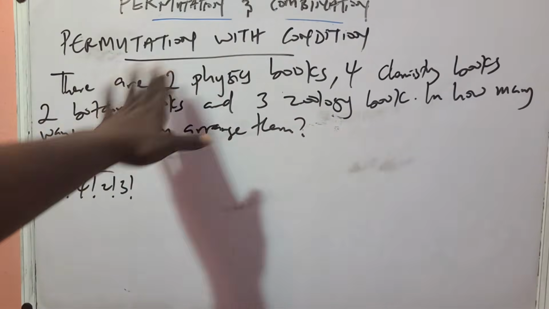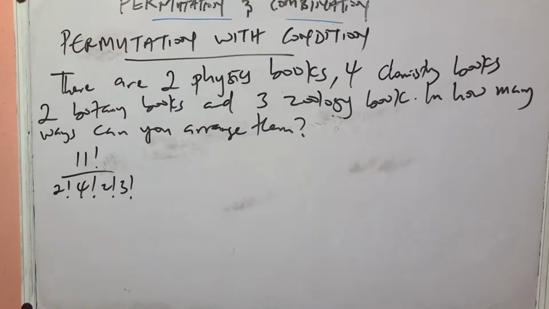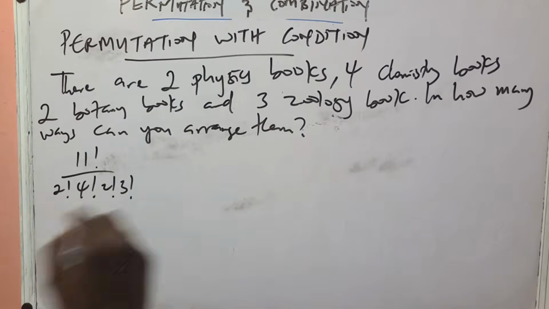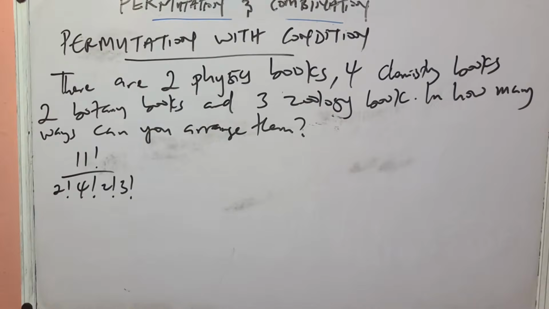These books are all different, just that they are of the same type. All right. Now, for those of you wondering how some people got the answer they are getting, this question was very silent. They did not talk about any condition that must be fulfilled. They said there are 2 physics books, 4 chemistry books, 2 botany books, and 3 zoology books. How many ways can you arrange them? So you don't have any condition here to satisfy.